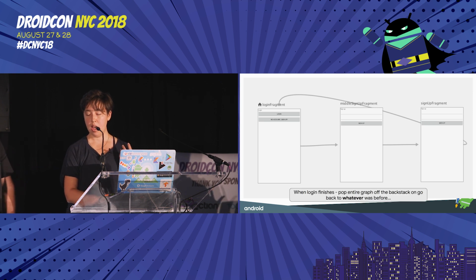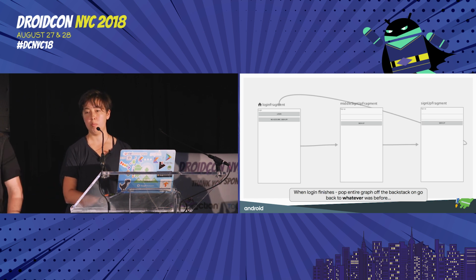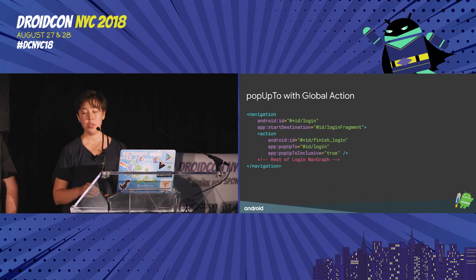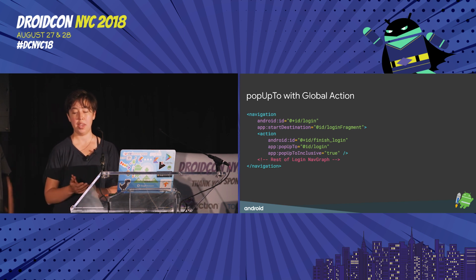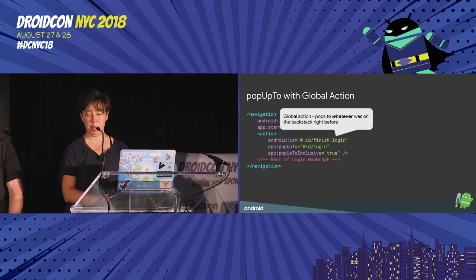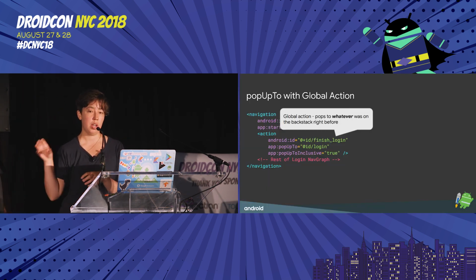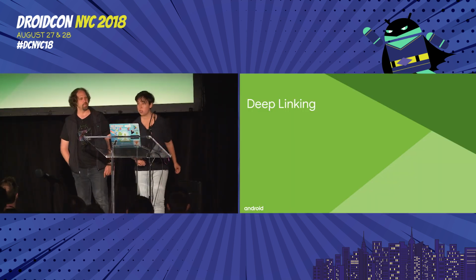Okay, and finally, when login finishes from whatever state I'm in, I want to be able to say, hey, pop this entire nav graph off the backstack and go to wherever I was before I got into navigation. And to do that, you can combine popUpTo with a global action. And you can actually say, here, I want you to pop up to login, which is the ID for my entire nav graph, and I want you to be inclusive about that and also pop that off. And what this means is wherever I am in my subgraph, I can call this global action. It's going to take me out of my subgraph to wherever I was before. Okay, now Dan's going to talk about deep linking.